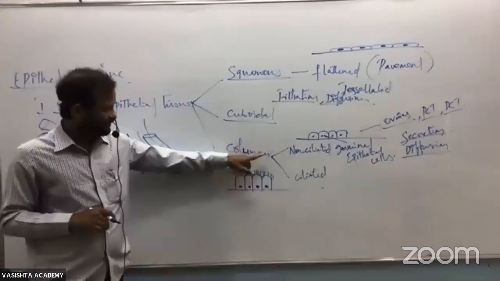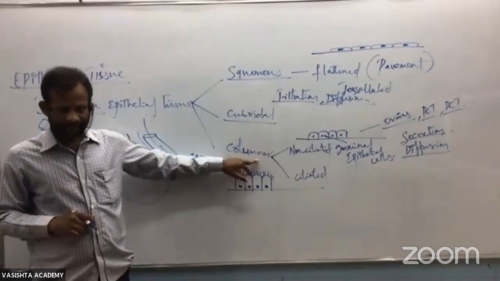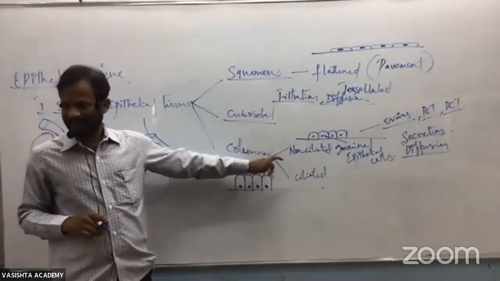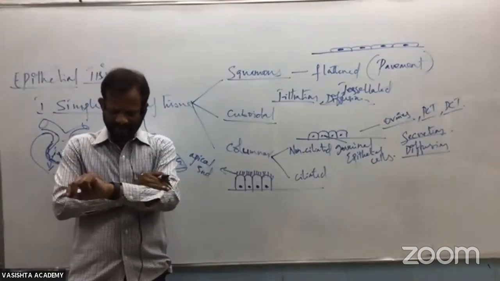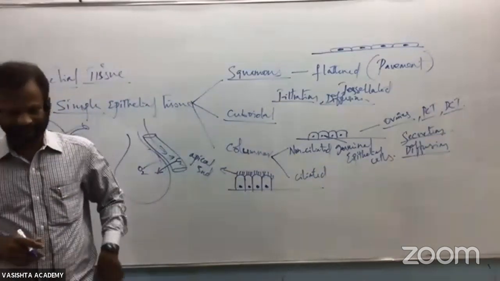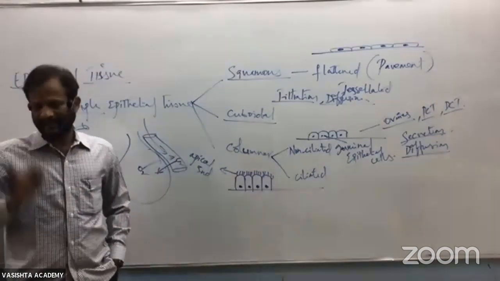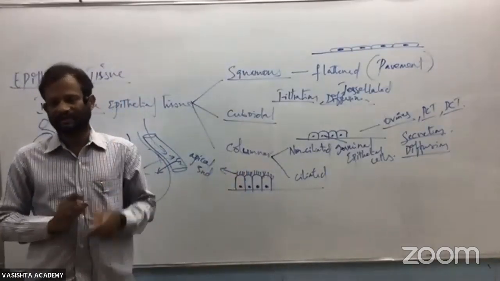So what is the name of that first type? Simple non-ciliated columnar epithelium, simple ciliated columnar epithelium. So the main difference is, in one type cilia are absent, in the other type cilia are present. Now you can imagine, if cilia are present, what will be the function?